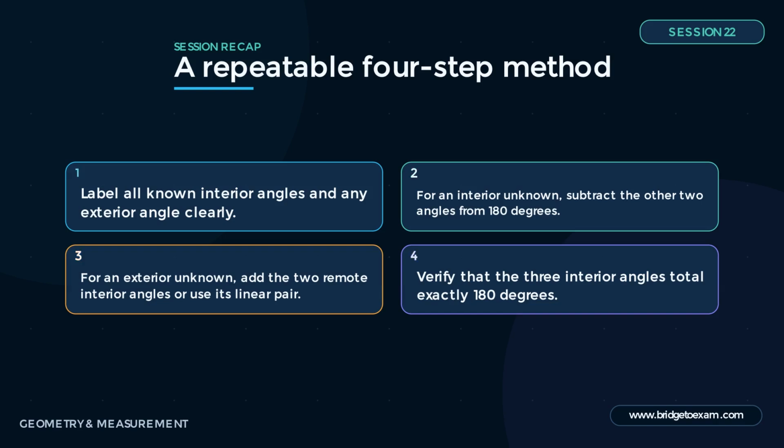Session recap. First, label all known interior angles and any exterior angle clearly. Next, for an interior unknown, subtract the other two angles from 180 degrees. Then, for an exterior unknown, add the two remote interior angles or use its linear pair. Finally, verify that the three interior angles total exactly 180 degrees.